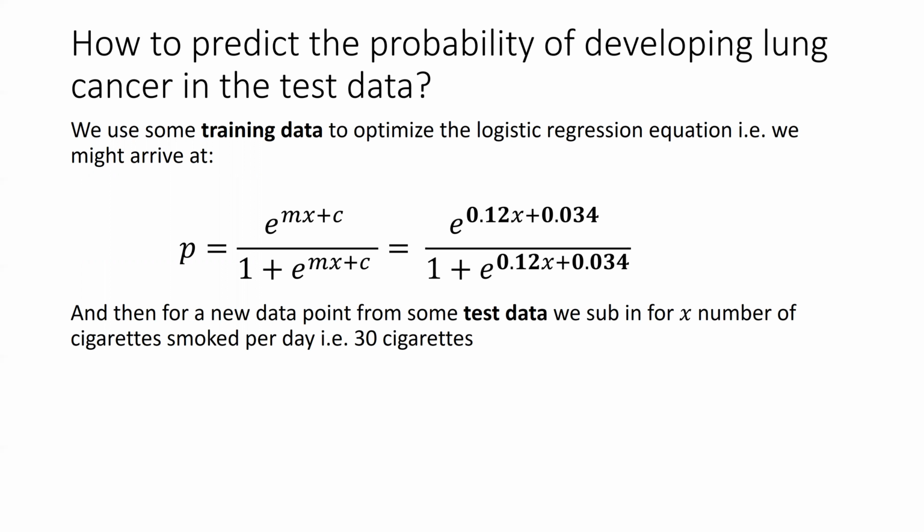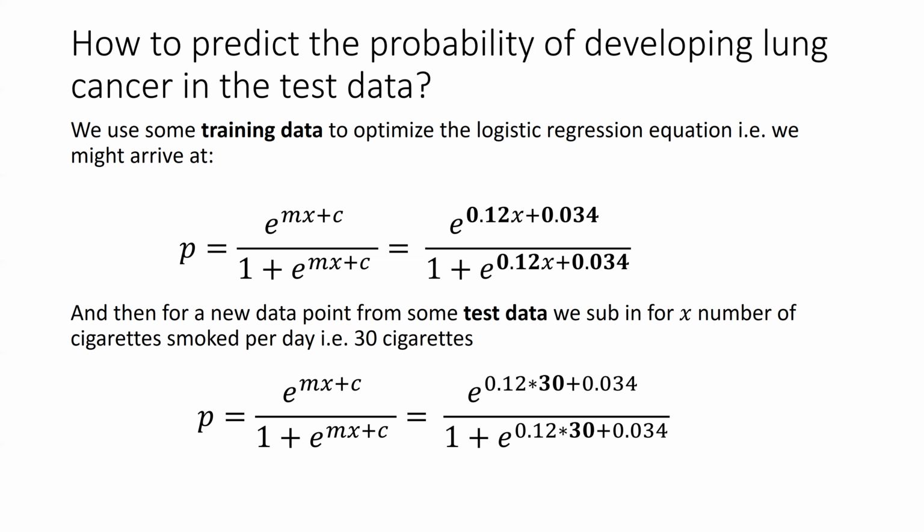You simply plug in the data. For example, in this case, if X equals 30 cigarettes, we just plug the value in for X, and out pops our probability. So almost 40% risk.